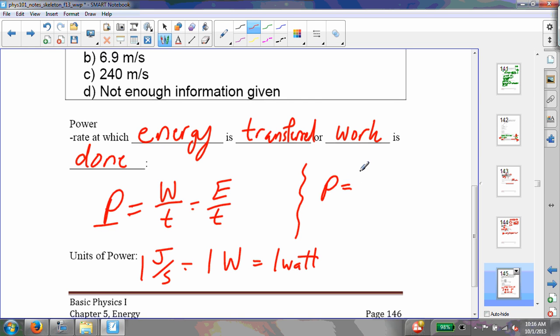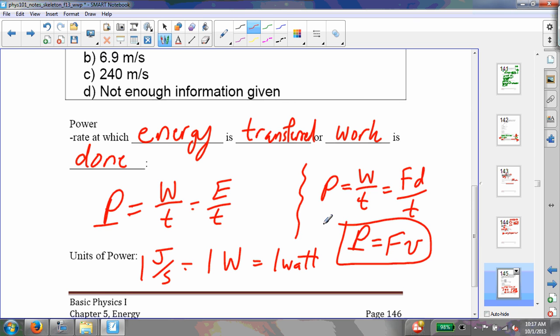Since power is equal to work over time, and work is force times displacement, then I can rewrite this as F times v. So this is an alternate expression for power. It's the force times the velocity of the object: the force that is pushing on it and the velocity of the object. Again, that comes up in the homework just a bit. It's a small part of a problem.